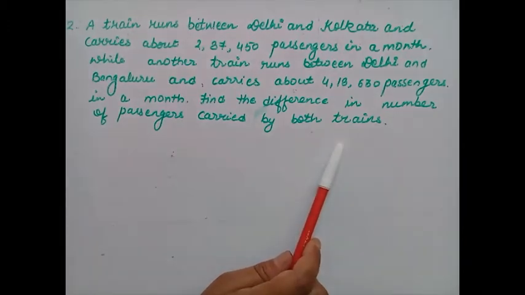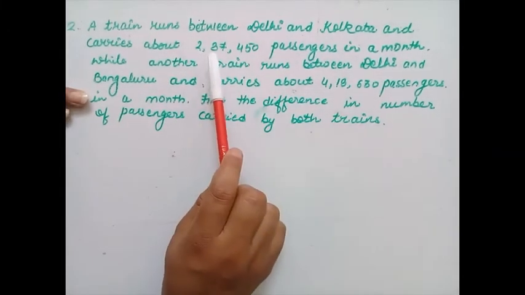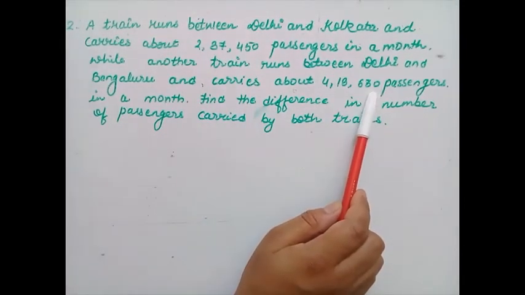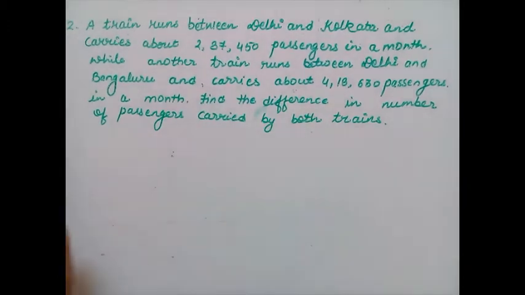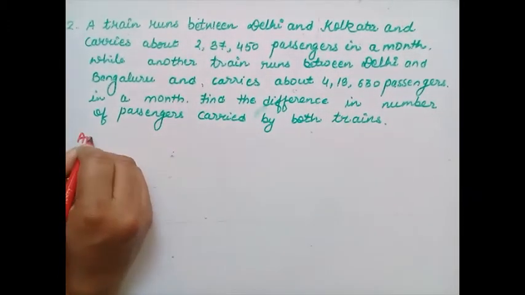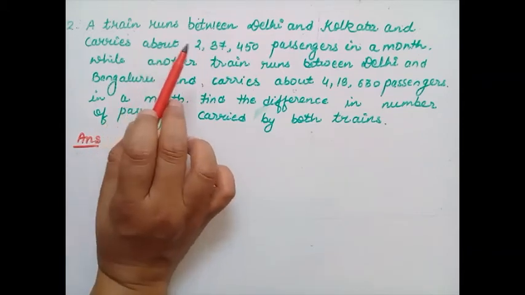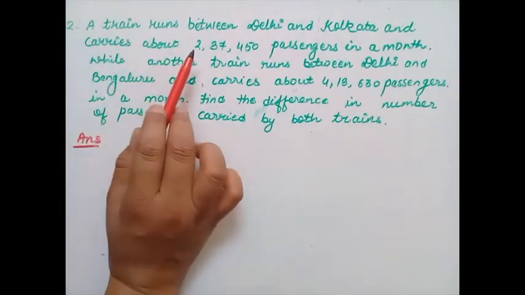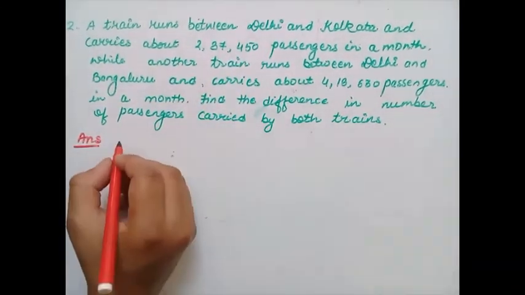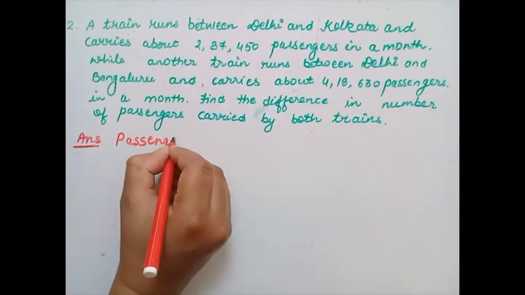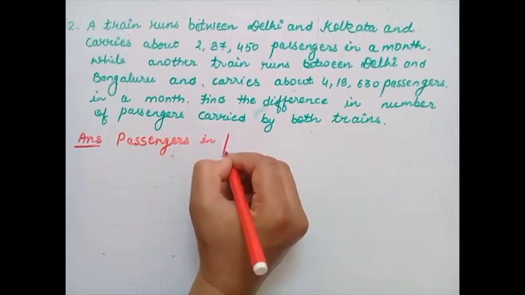So here there are two trains. The first carries these passengers and the second carries these passengers in a single month. So we have to find the difference. So first we will start our solution with a statement. Don't do it in shortcut. Write the statement also. So here a train runs between Delhi and Kolkata. It is the data of the first train. So we will write passengers, because these numbers are of passengers in the first train.